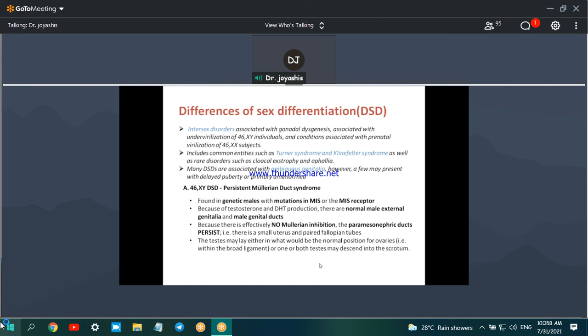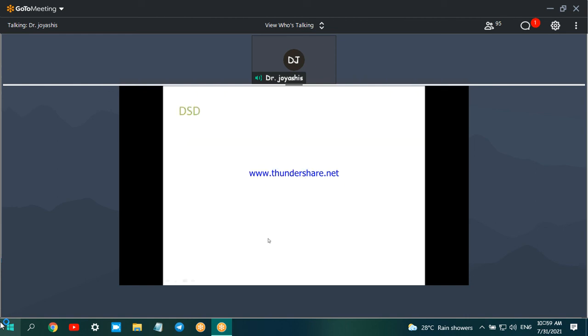Because there is ineffective Mullerian inhibition, the paramesonephric ducts persist. That is, there is a small uterus and rudimentary fallopian tubes. The testes may be in the normal position for ovaries, or descend into the scrotum. This is 46,XY DSD, persistent Mullerian duct syndrome.